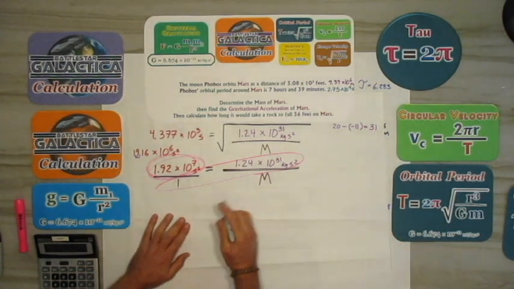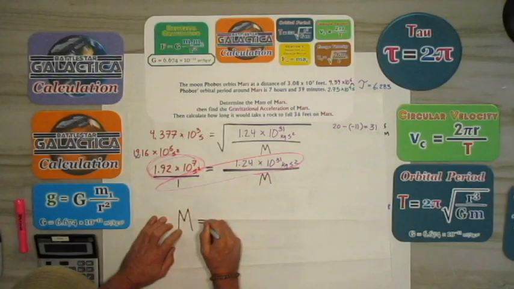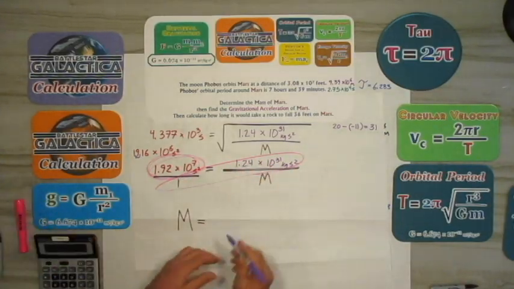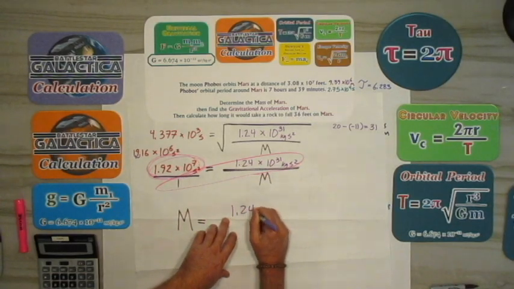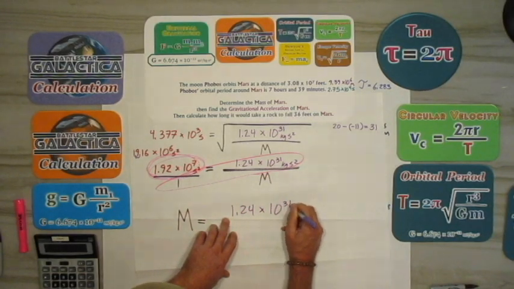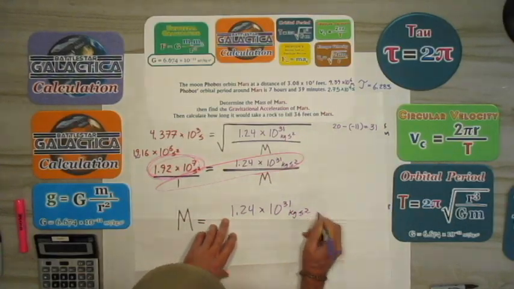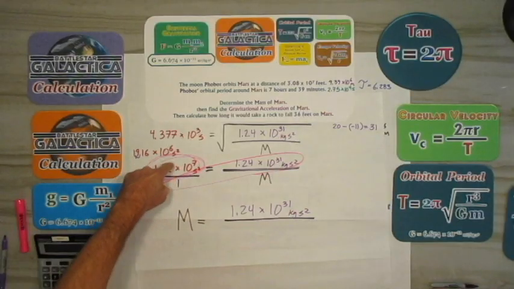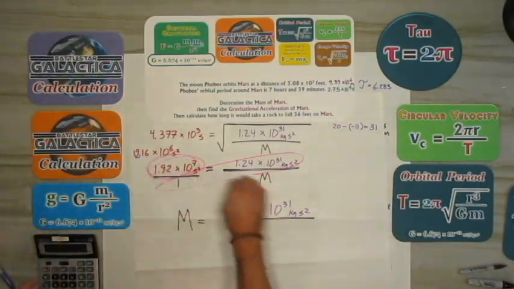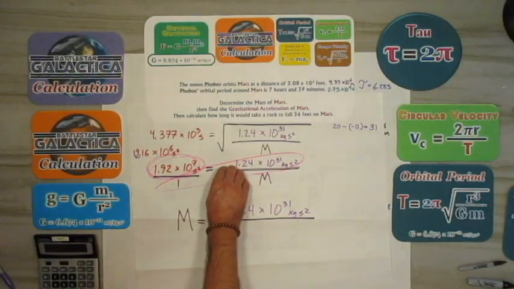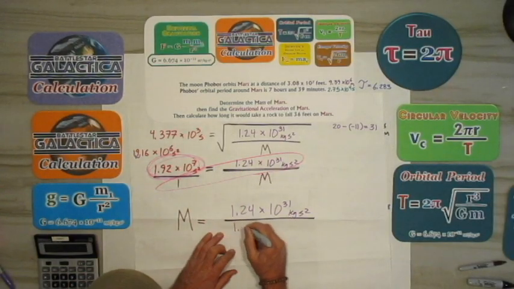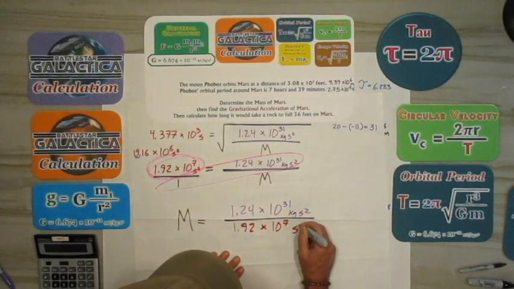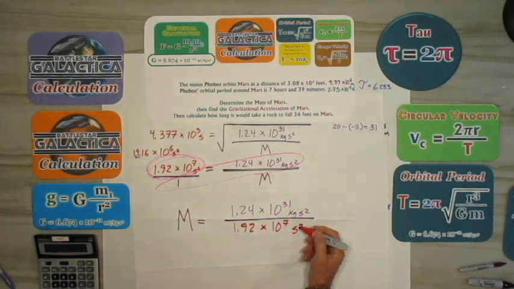I'm going to rewrite this as m equals, so this times 1 is that. That'll be my numerator, 1.24 times 10 to the 31st kilograms seconds squared. And that's going to be divided by the leftover number, the number that isn't partnered with anything. And that will be my 1.92 times 10 to the 7th seconds squared. Doesn't that make sense that the units would look like this?